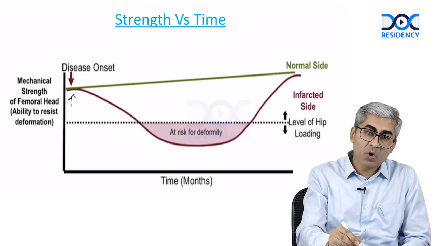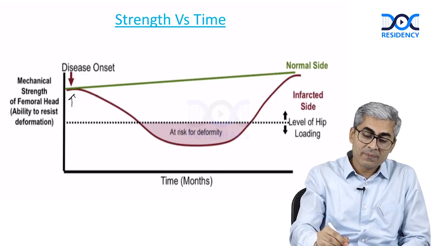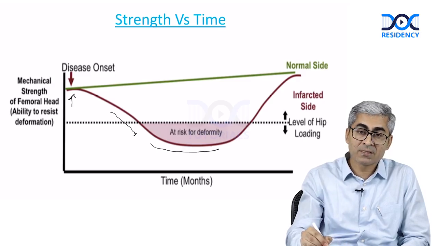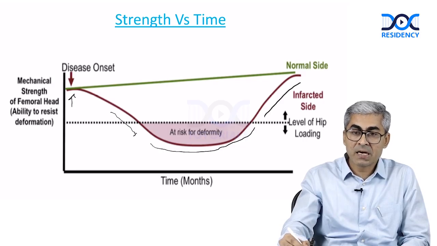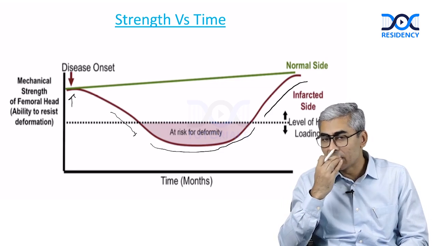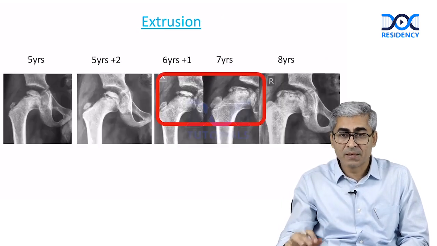But as the disease progresses slowly, the head becomes weaker and weaker, and this is the fragmentation stage, during which the head is at highest risk. Then the bone reformation starts, and this is the healing and remodeling stage. So please remember this slide, and it helps you even in exams.